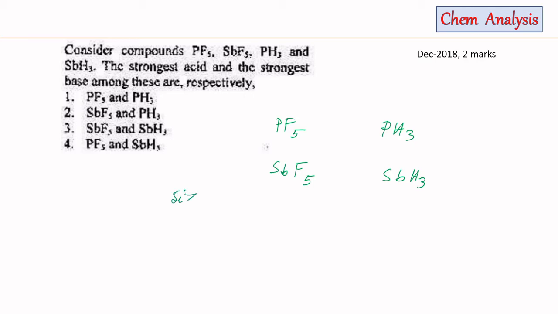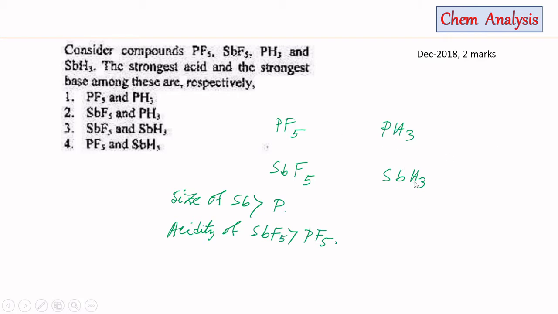Therefore, the size of antimony is higher than that of phosphorus, and due to this reason the incoming electron, since these two species will abstract lone pair electron or electron density, the incoming electron will get more space to distribute for this antimony center, since the size of antimony is higher than that of phosphorus. So electron acceptance tendency will be higher for SbF5 than that of PF5. So acidity of SbF5 will be higher than that of PF5.